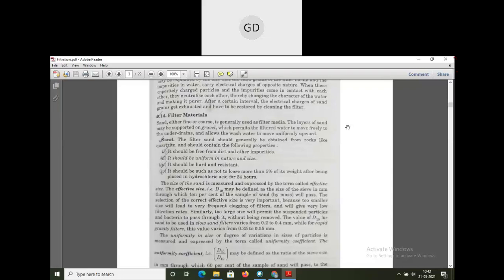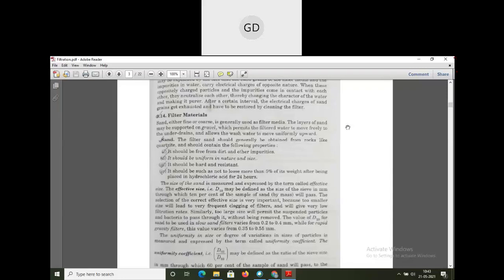Here, the effective size, you have to select in a very appropriate manner. Because if you are choosing the effective size to be too small, then what will happen? The filter will be clogged very frequently, and that will give you a very low rate of filtration. And if you choose a very large effective size, that will permit the particles and the bacteria to easily pass. So that is of no use, as it will not retain any impurities or bacteria.